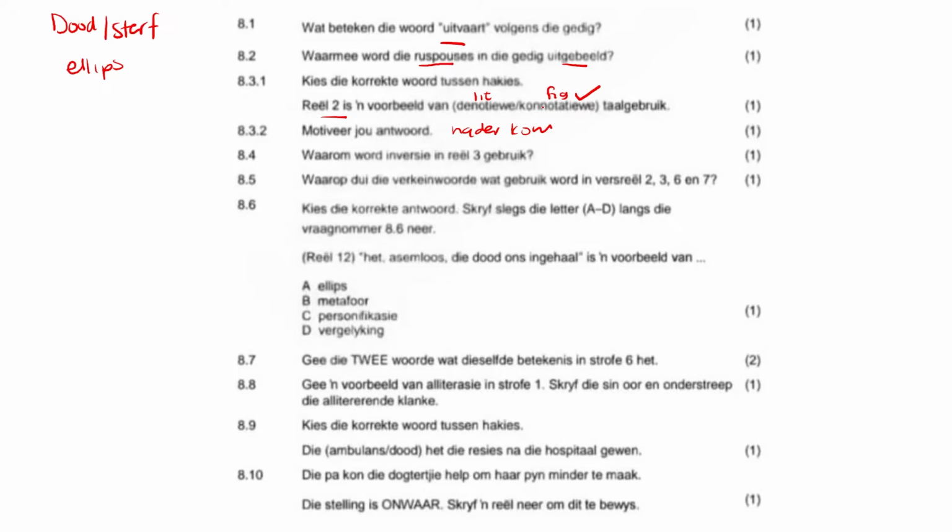Dit kom nader. 8.4. Waarom word inversie in reël 3 gebruik? So, why is inversie being used in line 3? And remember, what is inversie? It's when it's not the normal word order, right? So we don't use the normal order. So when the words are jumbled up. So why do you think we use inversie? One second to think. Okay, one second is finished. So why do we use inversie in line 3?